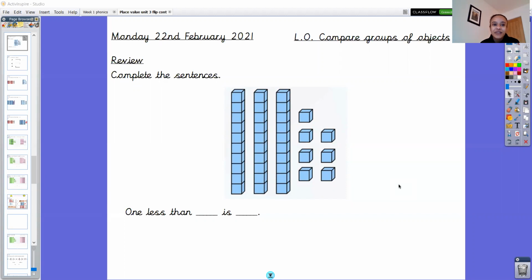So today we're continuing with our place value unit that we started before half term, and we are going to be looking at comparing groups of objects today. Before we do that, I need to review our last maths learning, which was one less.